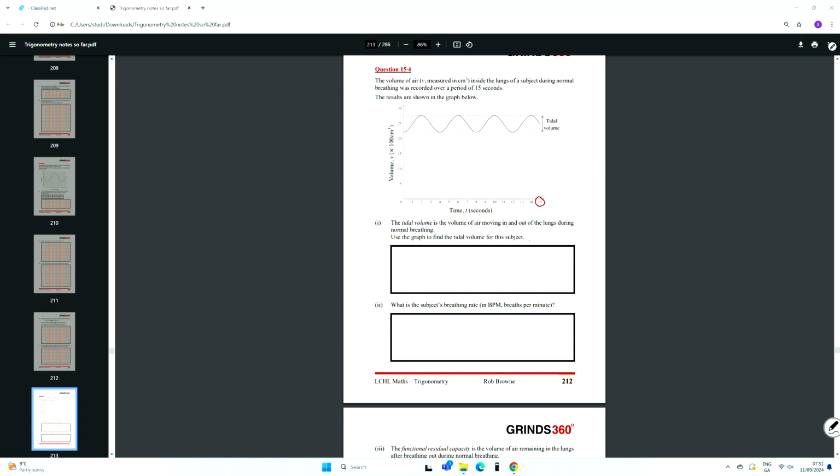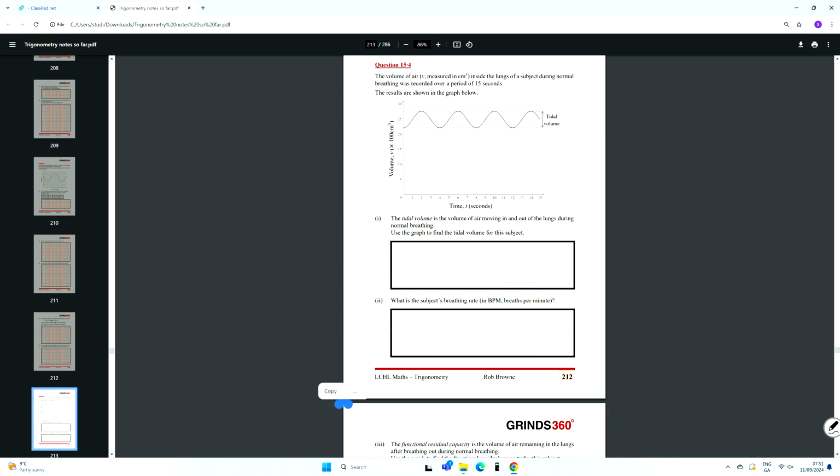So notice here that according to the graph, that's the lowest volume of air in the lungs during normal breathing. That's obviously when you've just breathed out. And you can see that's about 22 on the graph, but be careful, you can see it's in hundreds of centimeters cubed, right? So it's not 22 centimeters cubed, it's 2200 centimeters cubed, all right? So that's 22 there, but if you multiply it by 100, that's 2200 centimeters cubed, okay, is the smallest volume of air in the lungs during normal breathing.